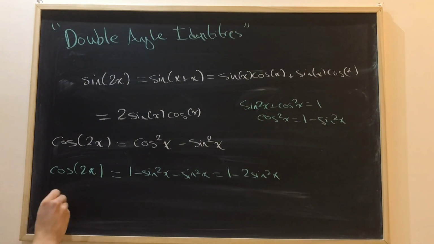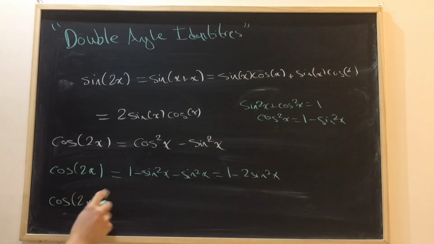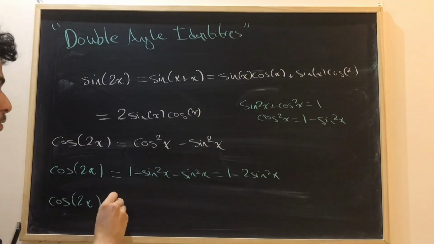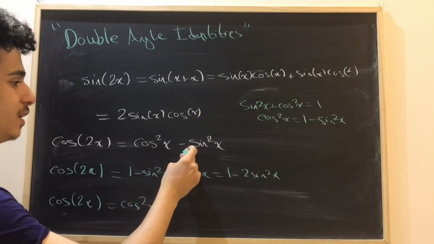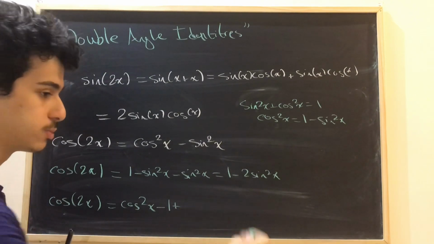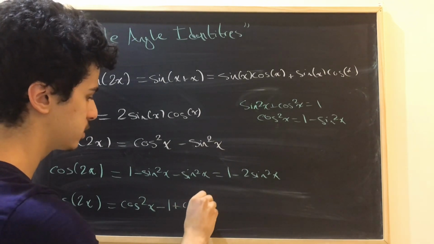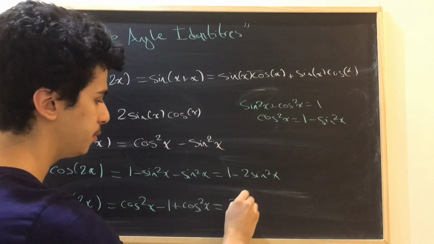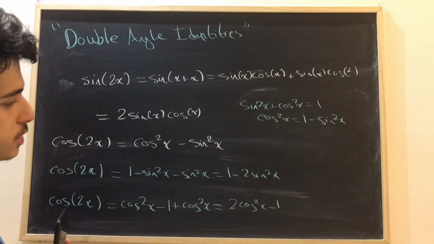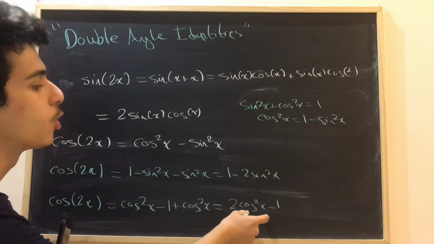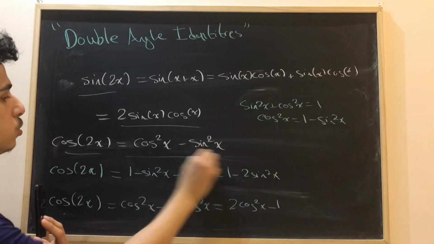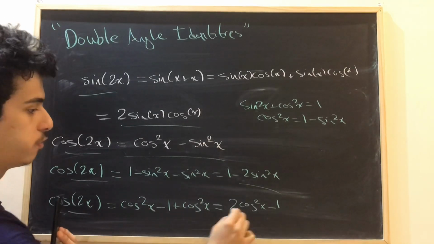The final one will be cosine of 2x is equal to, this time I'm going to replace sine square of x by 1 minus cosine square x. That'll be cosine square x minus 1 minus cosine square x. Cosine square and cosine square add up, that'll be 2 cosine square x, minus 1. And here we have a parallel structure, as you can see, except the sine is negative, and here the cosine is positive. So that's it. We have 1, 2, 3, and 4.